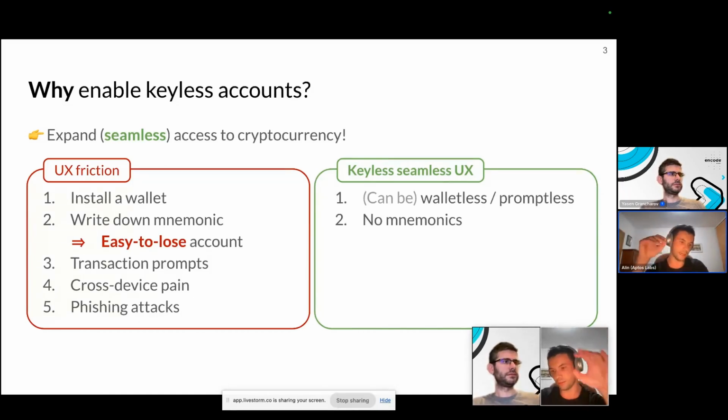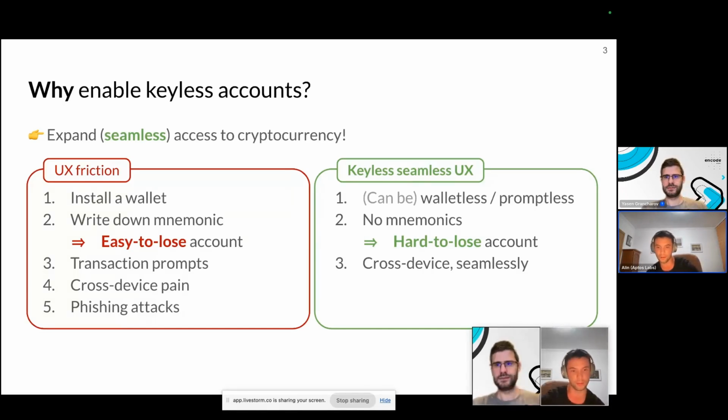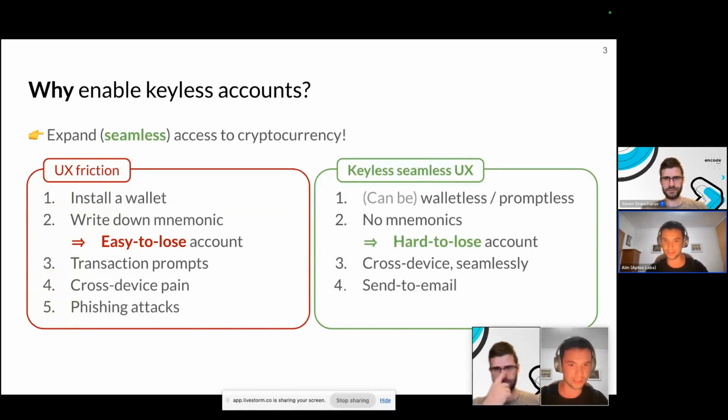When you go to a DApp like an AMM, you can sign in with Google, and now you have your account for that DApp. And this makes it, as a result, very hard to lose your account, right? As long as you're in possession of your Google account, you're in possession of your blockchain account. And another consequence is that you get cross-device functionality seamlessly. As long as you can sign in with Google from your phone, you can recover your blockchain account.